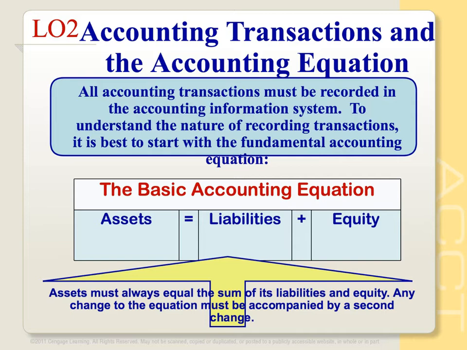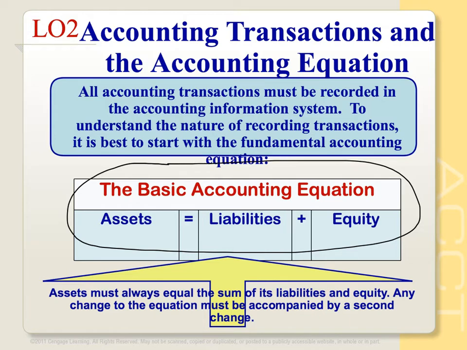What we have here is, you'll remember we've been working with and talking about the basic accounting equation, where assets equal liabilities plus equity. That's the basic accounting equation. So assets must always equal the sum of its liabilities and equity. Any change to this particular equation must be accompanied by a second change. So that means, and what you will hear me say often, is what you do to one side of the equation, you have to do to the other.